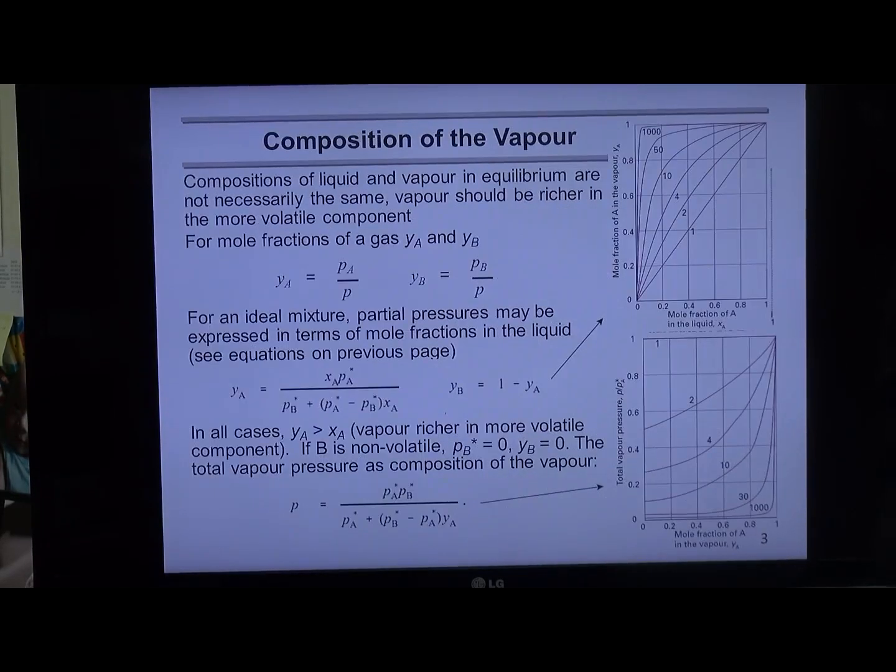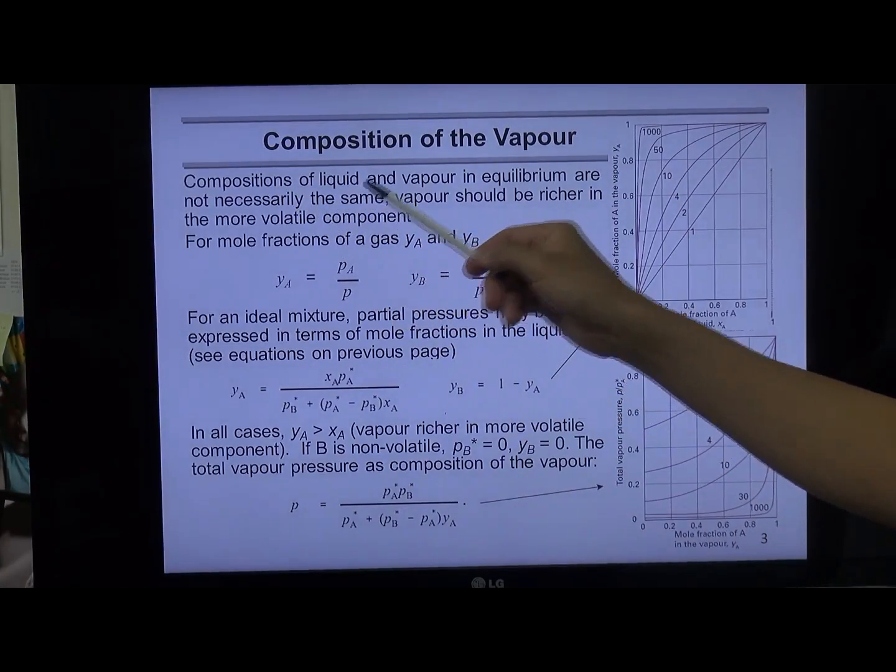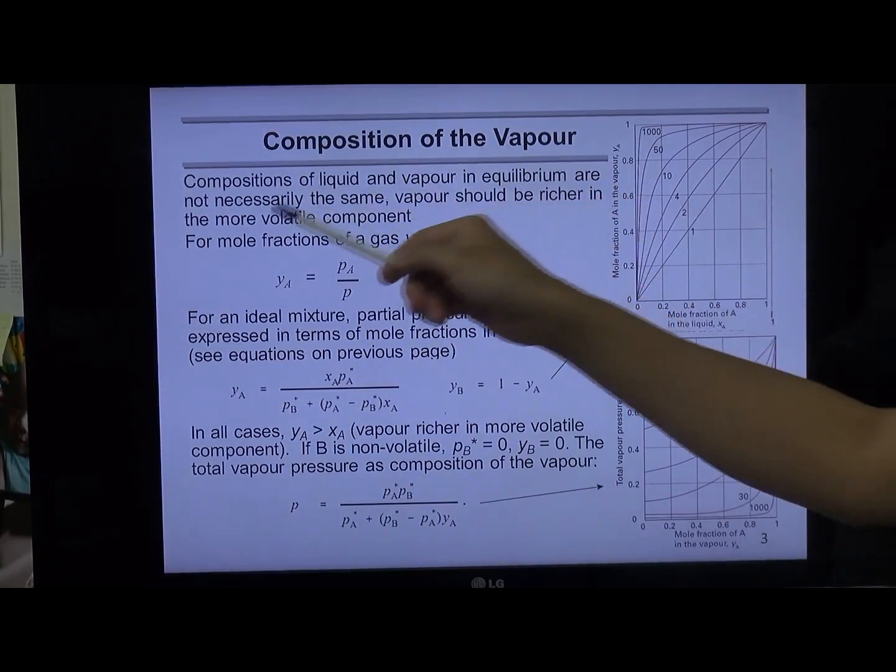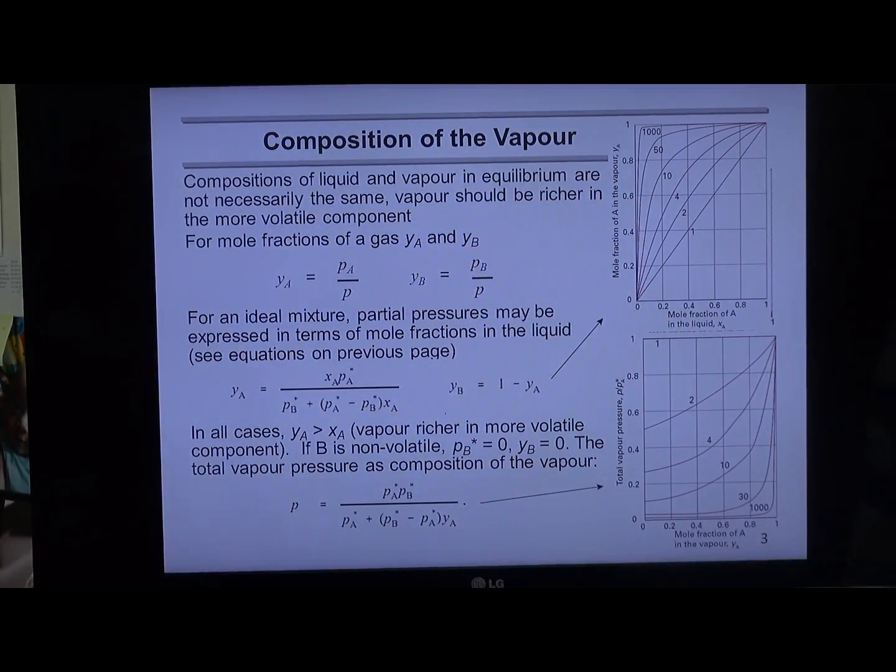Then, if these two materials are both volatile, they would evaporate, right? They would form vapors, vapor A, vapor B. And you can imagine that compositions of liquid and vapor in equilibrium are not the same, right? If we have a certain composition, XA and XB, in the liquid, they would have some composition in the vapor. But those compositions of liquid and vapor would not be the same, right?